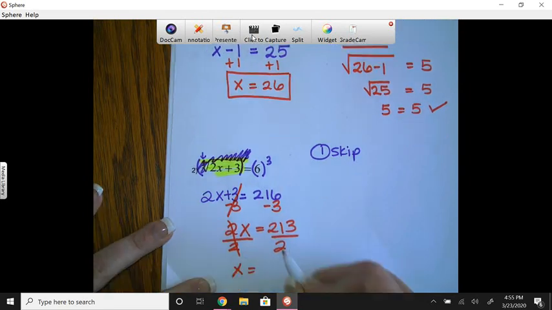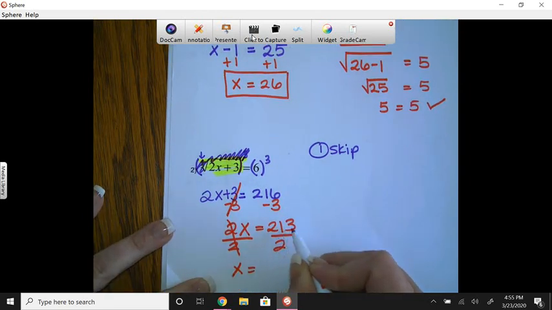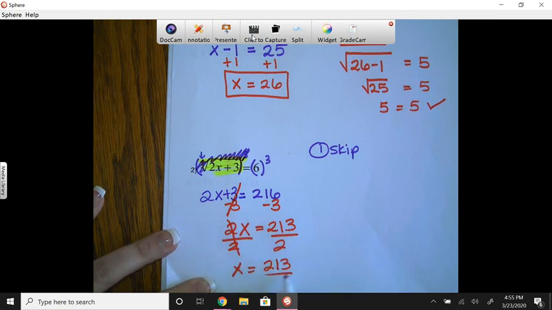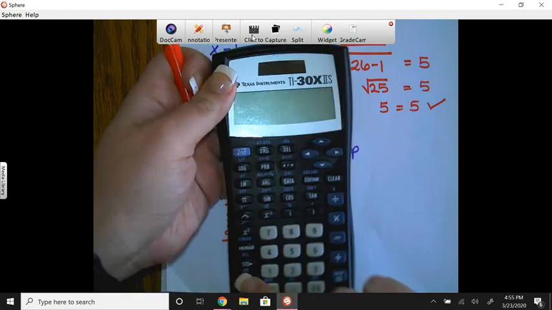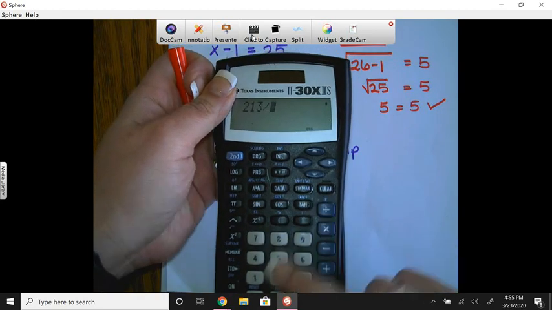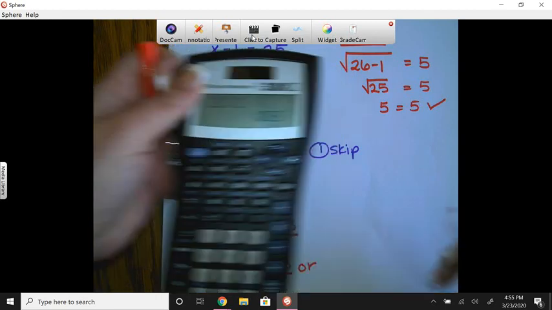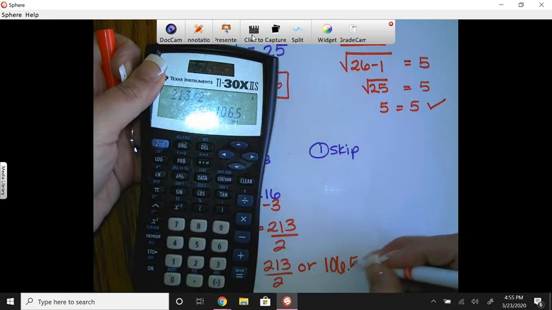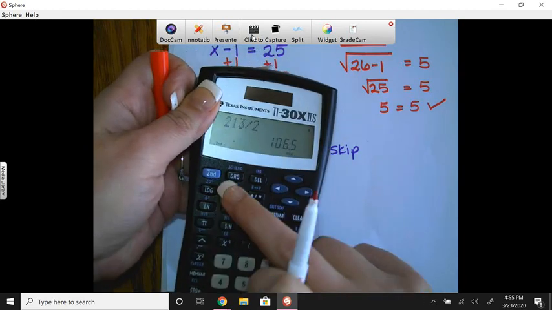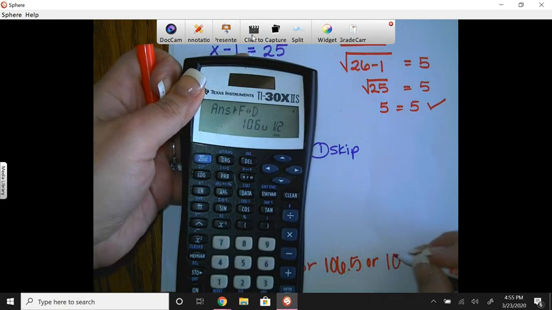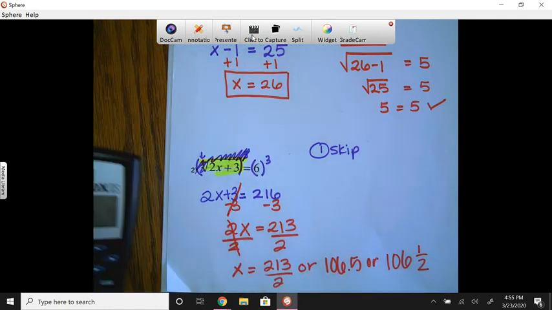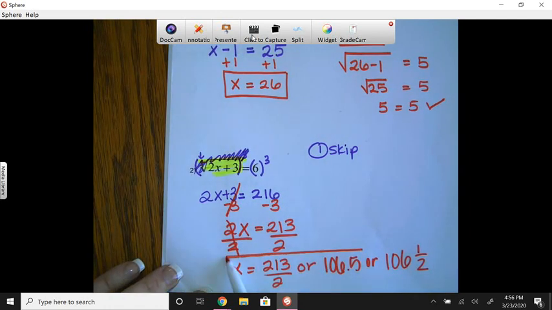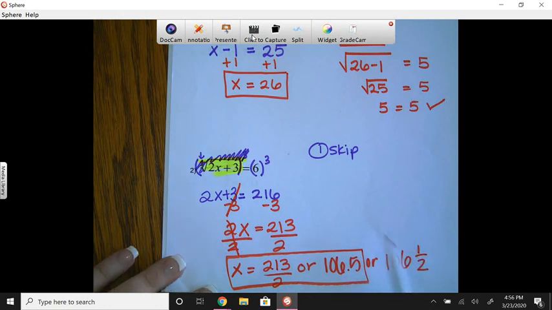Okay. 2 does not go evenly into 213, so if we want to leave our answer as a fraction, we could leave it like that. If we want to leave it as a decimal, 213 divided by 2 is 106.5, or if we want to leave it as a fraction, it's also 106 and 1/2. Now, I would say one of these is the better way to write it, because when you plug in a mixed number, you have to change it into an improper fraction anyway. So I would leave it as one of these answers.